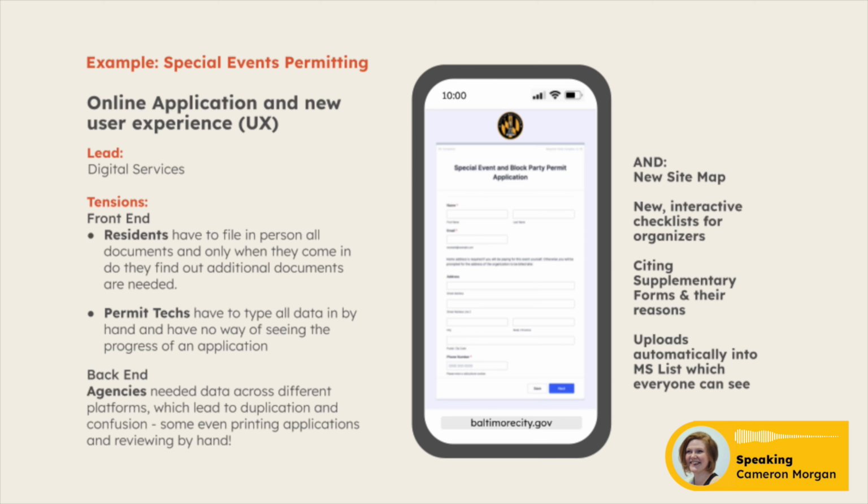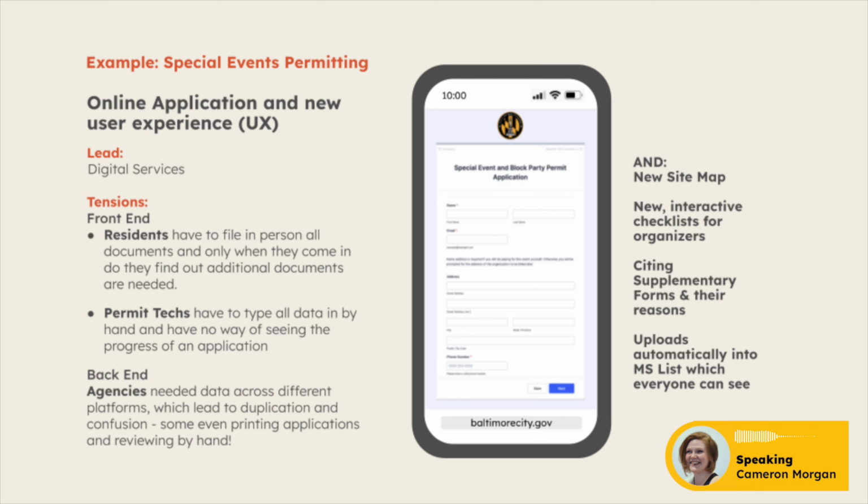And then permit techs had to take that paper application that people lovingly filled out by hand and input it all online. So there was some manual data entry going on there that took a lot of time. And then on the back end, our agencies had all different platforms, as Emily mentioned. The larger move here is towards a CRM, because what we were seeing is not only did they have all different platforms, but they also had different standards of practice, right? Which created this gridlock of how to handle applications when they came in.